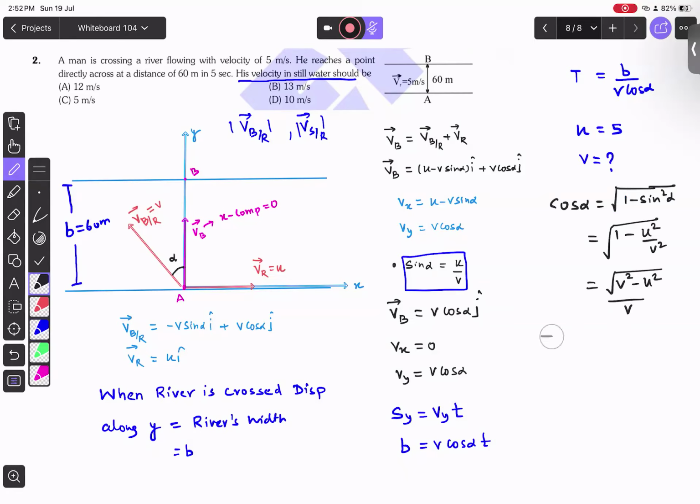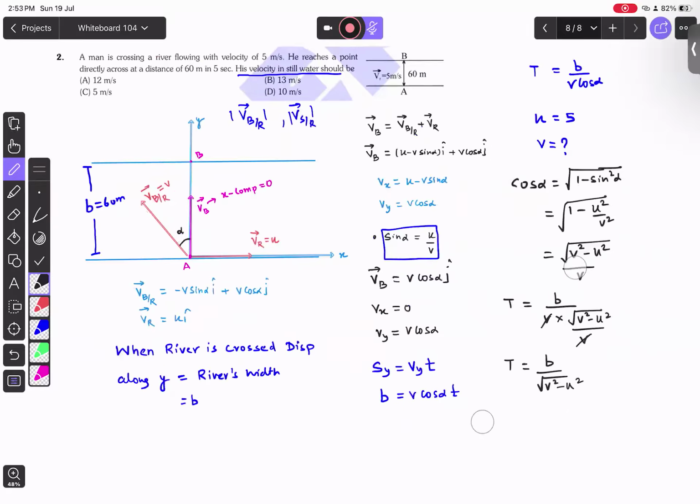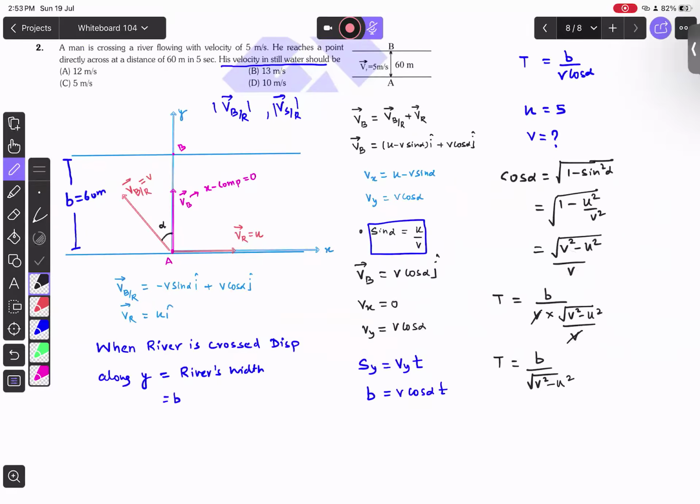So time to cross the river is b by v cos alpha. So b by v into root over v square minus u square by v. V gone. So t equals b by root over v square minus u square. So in this equation, t I know, b I know, u I know, v I have to find.